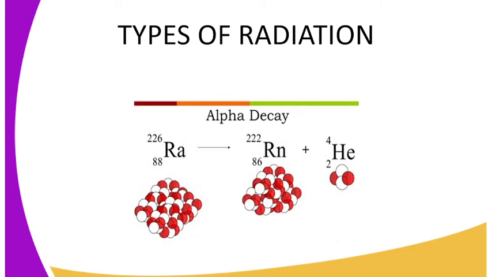In alpha decay, if the nucleus decays by release of an alpha particle, the mass number decreases by 4 and the atomic number by 2. This is expressed, as you can see there, with radium, whereby the mass number 226 decreases by 4 and becomes 222, and the atomic number decreases by 2, from 88 to 86.